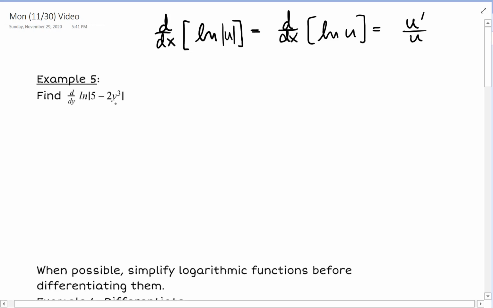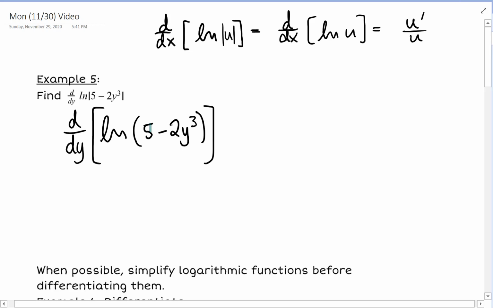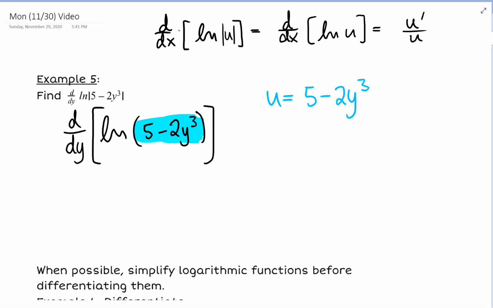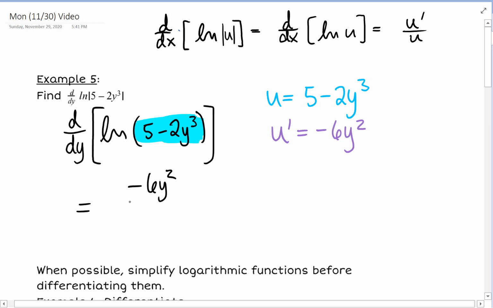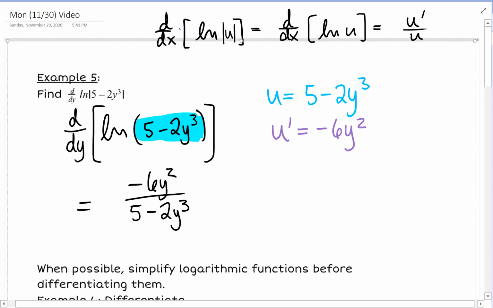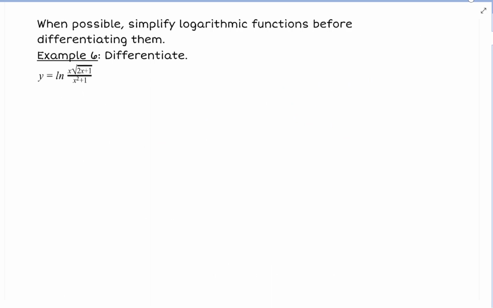So when we're going to find the derivative of this right here, it's really just the same as deriving natural log of this quantity without that absolute value. So we're deriving the natural log of some function of y, so the natural log of u. Our derivative involves u prime, so let's evaluate that. Pop down, power down, that's negative 6y squared. So our derivative is u prime, so negative 6y squared over u. And that's it.